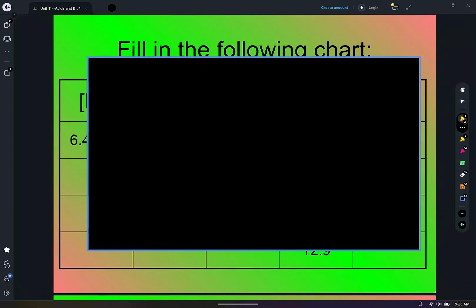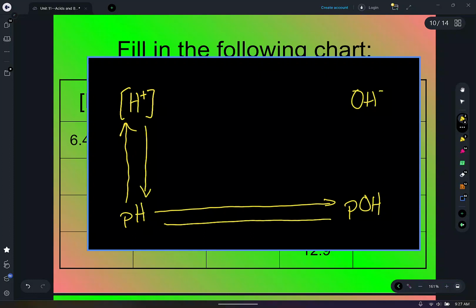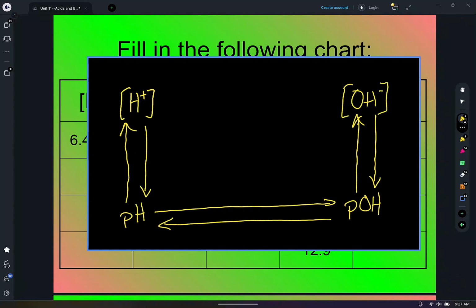Now, pull out your calculator. Let's do some calculations. I want you to take a space in the middle of your notebook and draw this little chart. On the upper left, put H plus. On the upper right, put OH minus. On the bottom left, put pH. And on the bottom right, put pOH. Now we're going to draw lines connecting them, like this. Not lines, arrows. Technically, there's a line that connects H plus and OH minus, but for the purposes of this class, we're just going to ignore that calculation.